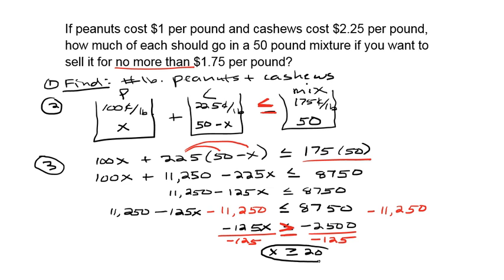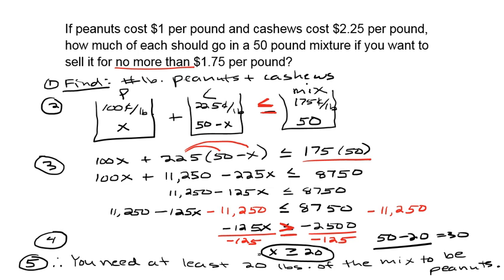Okay, so what does that mean? Well, where was x? x was the number of pounds of peanuts. So that means I need at least 20 pounds of peanuts, and then let's see, what's 50 minus 20? That would be 30. So if I want my mix to be no more than $1.75 per pound, that means I need to have 20 pounds of peanuts and 30 pounds of cashews. That's the most I can have.